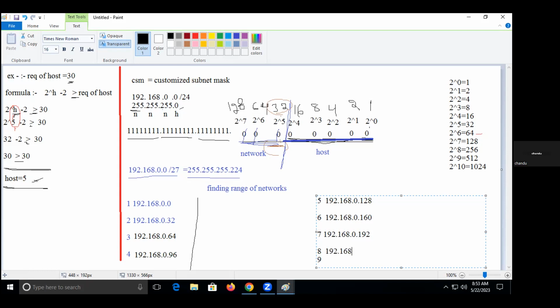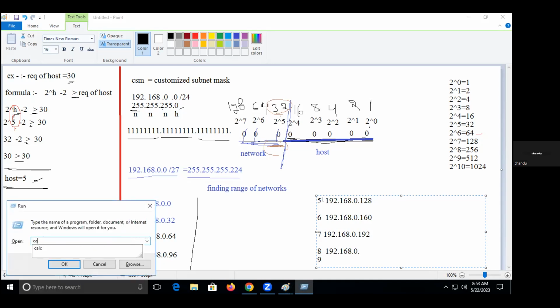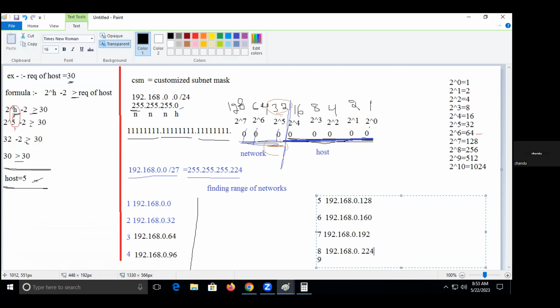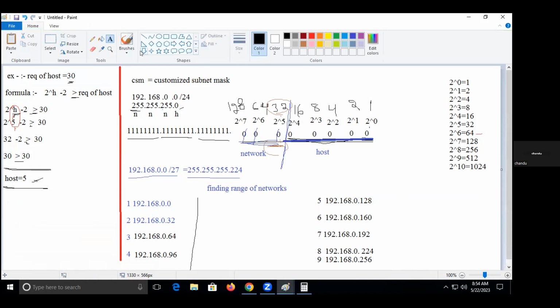Again the next, 192 plus 32 gives you 224. If we add 32 again, you get 256, which exceeds 255. So you cannot have a ninth network. That is invalid.